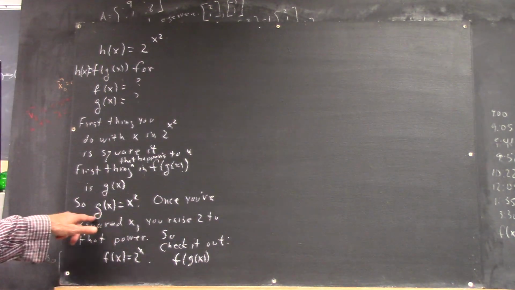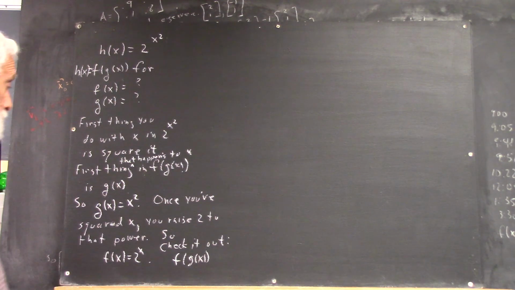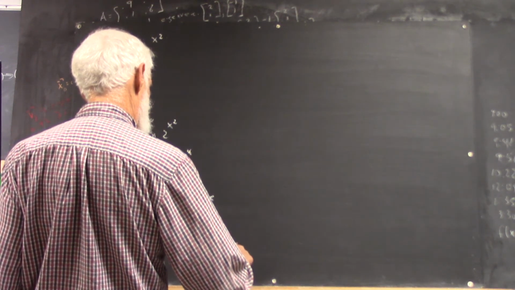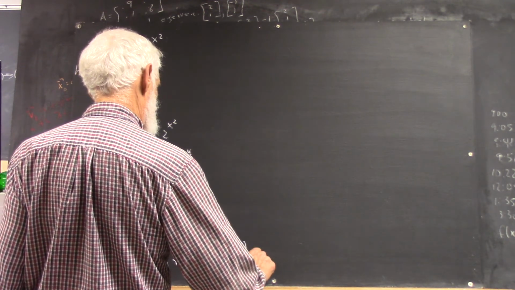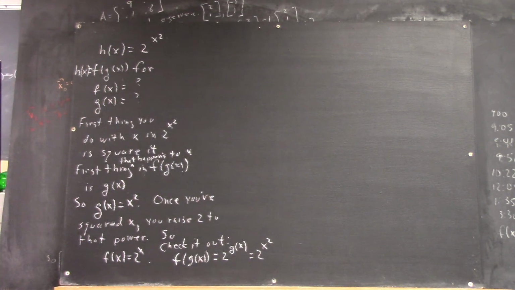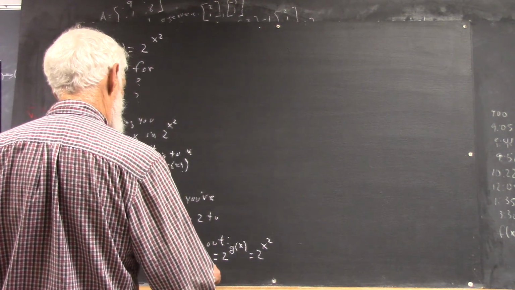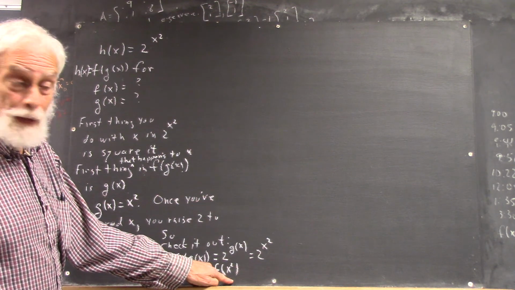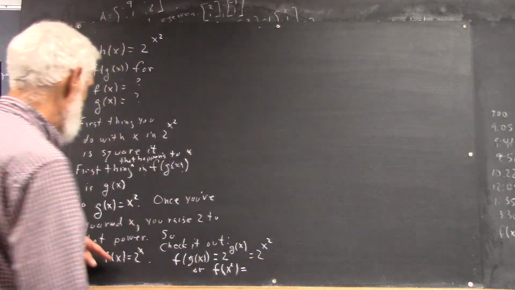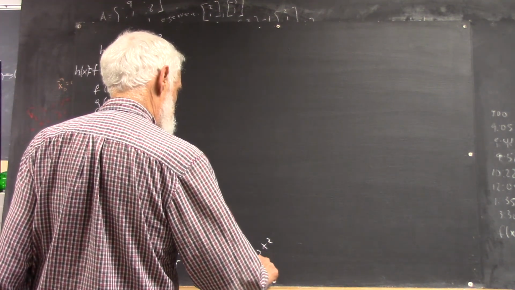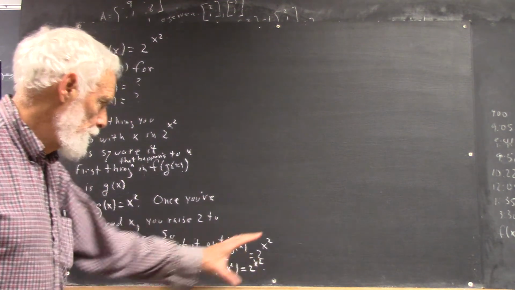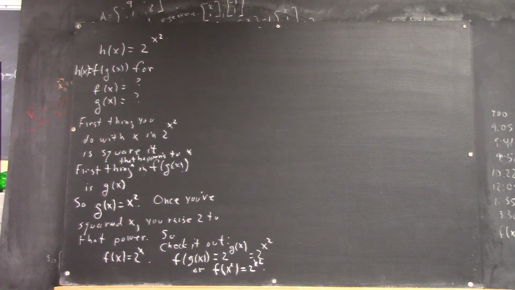If f of x is 2 to the x and g of x is x squared, then what's f of g of x? It's 2 to the x squared. Okay? Or we could write that also as f of x squared, since g of x is x squared, right? And f of x squared means that you replace x in the definition with x squared. So that's 2 raised to the x squared. So you can do it either way as long as you have the f and g order. Okay?